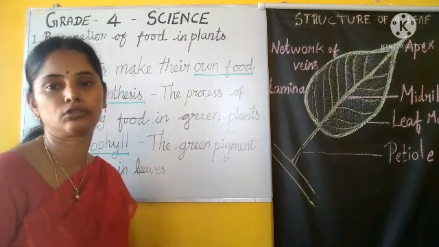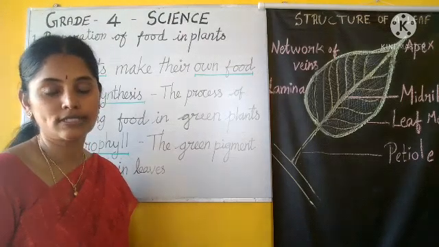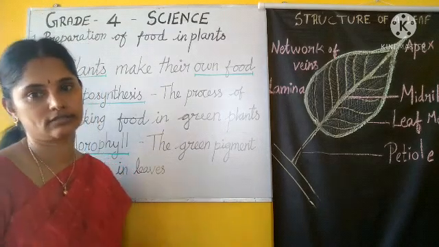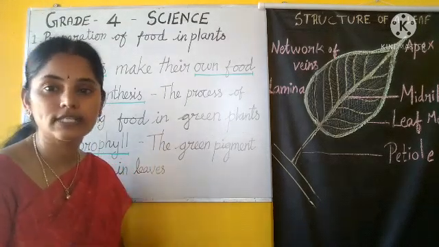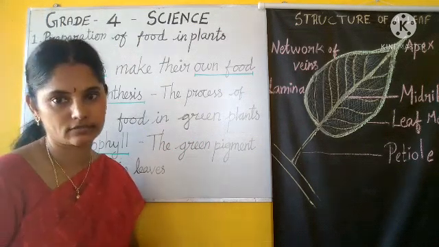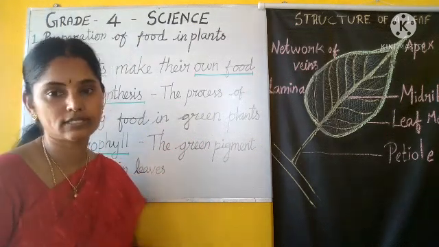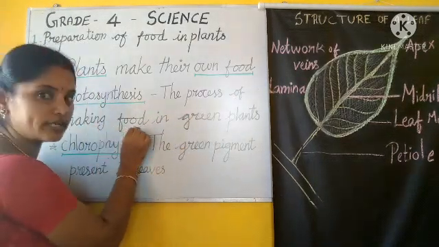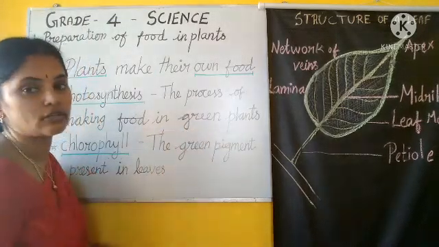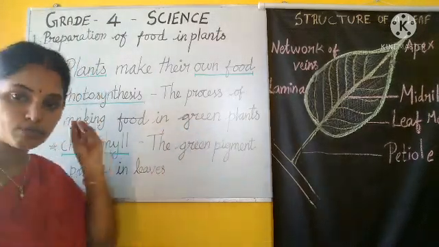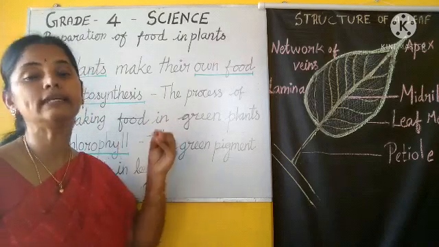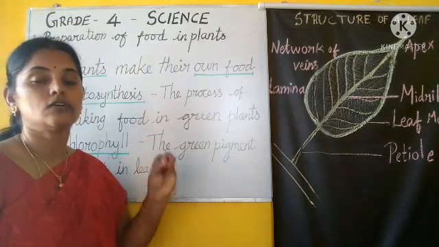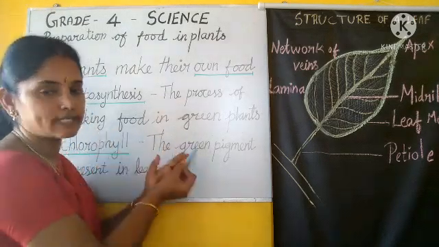What makes a plant prepare its own food? Because plants are doing the photosynthesis work. The name of that process is photosynthesis. What is meant by photosynthesis? That is the process of making food in green plants. Look at the word green plants. The process of making food in green plants is called photosynthesis. Isn't it? So, the preparation of food happens here.